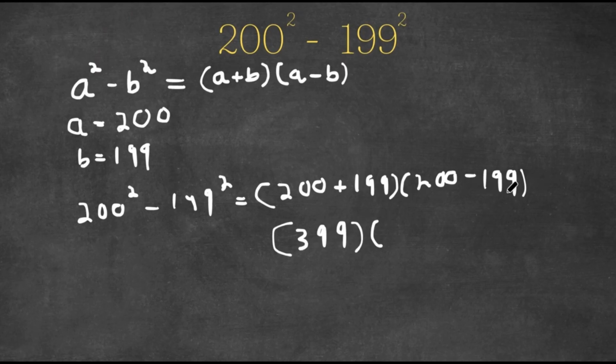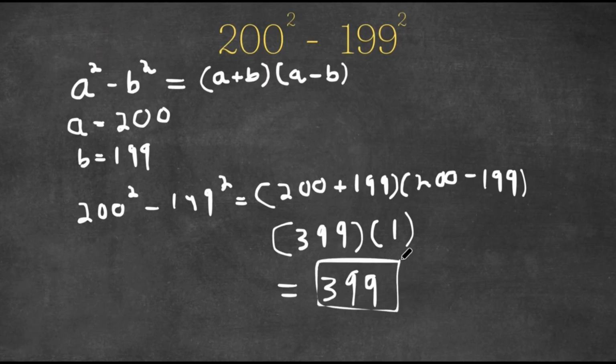Well, these two only have a difference of 1. So we simply have 399 times 1. And this is really simple. Anything times 1 is itself. So this would simply equal 399, meaning the answer to this problem is 399. And it's that simple.